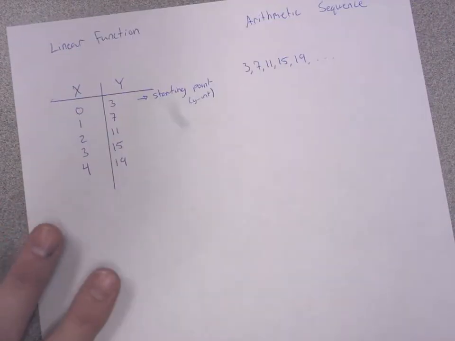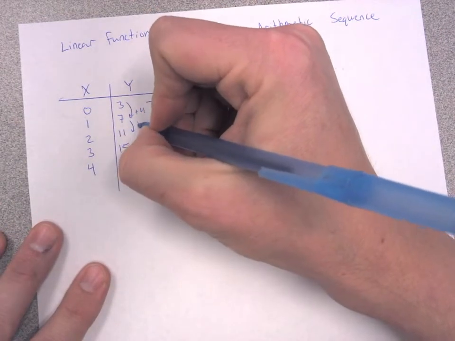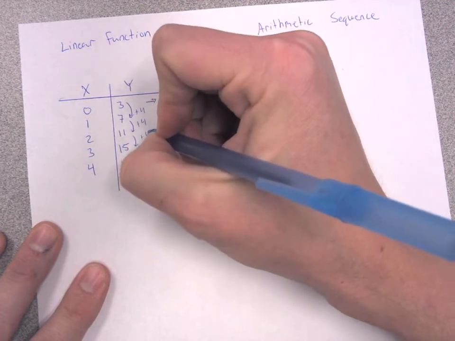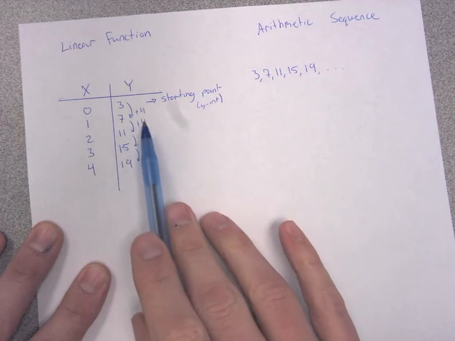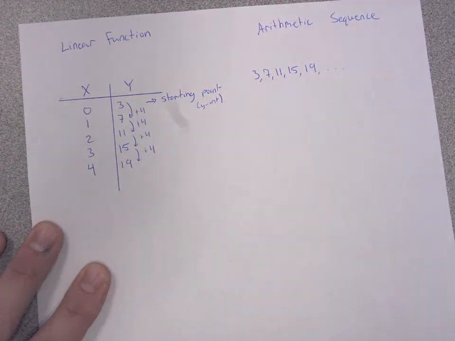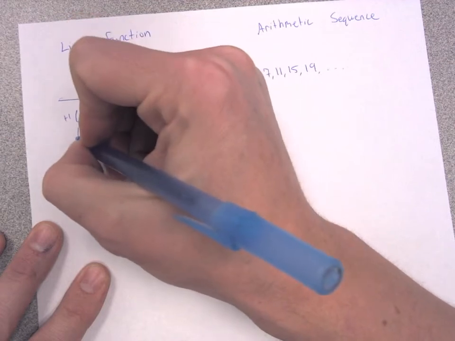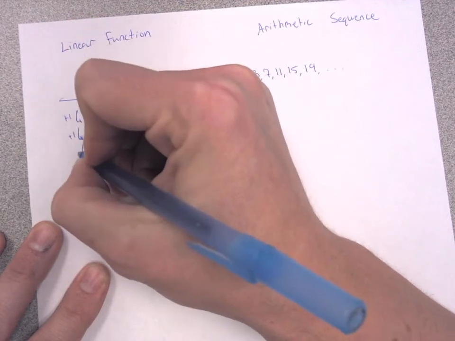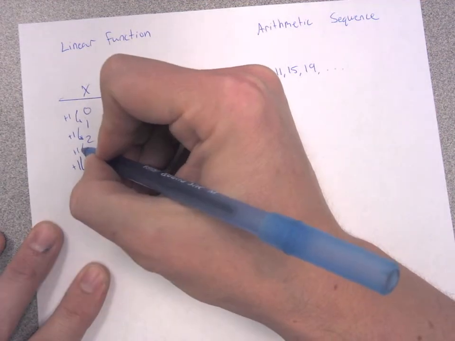Now from there we see a pattern, right? The pattern is that we are adding 4 every time x increases by 1. So these are going up by 4, plus 4, plus 4, plus 4, plus 4. These are going up over here by 1, plus 1, plus 1, plus 1, and plus 1. Sorry, these are some messy arrows here.